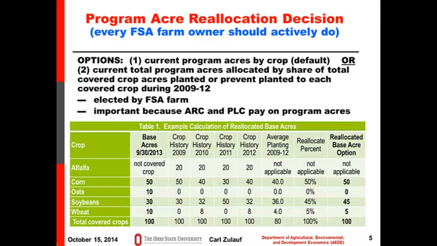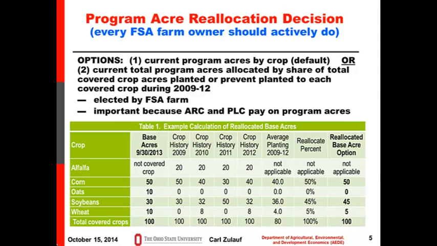What you then do is you create the average plantings over those 4 years. So you would sum the number of acres that was planted and divide it by 4. And what you end up with is 40 acres of corn on average that was planted over the 4 years, none of oats, 36 of soybeans, and 4 of wheat. And that gives you a total acres planted to program crops of 80.